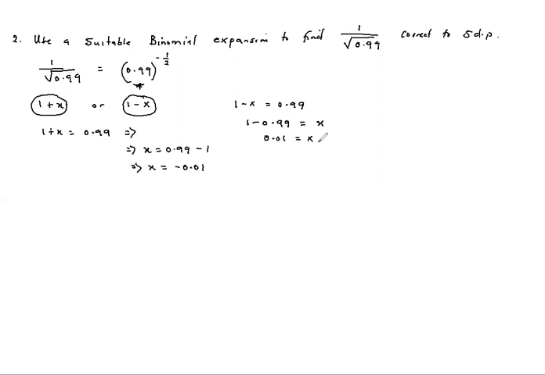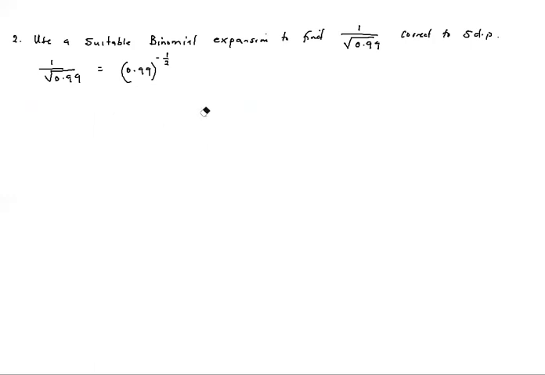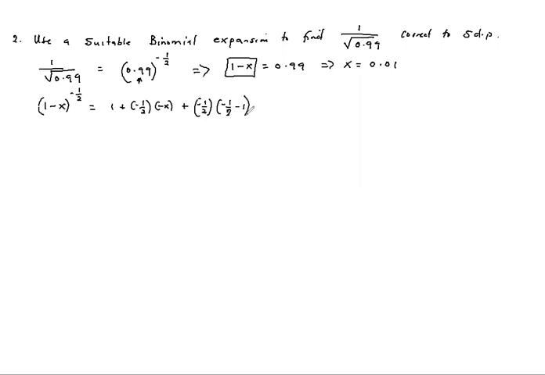So let's pick 1 minus x equals 0.99, implying that x is equal to 0.01. Then we'll get this and have it expanded. Put it where there is 0.99 and then expand it. So we'll get 1 plus negative n, negative x, plus negative n, minus 1. Sir, can you start from the beginning?